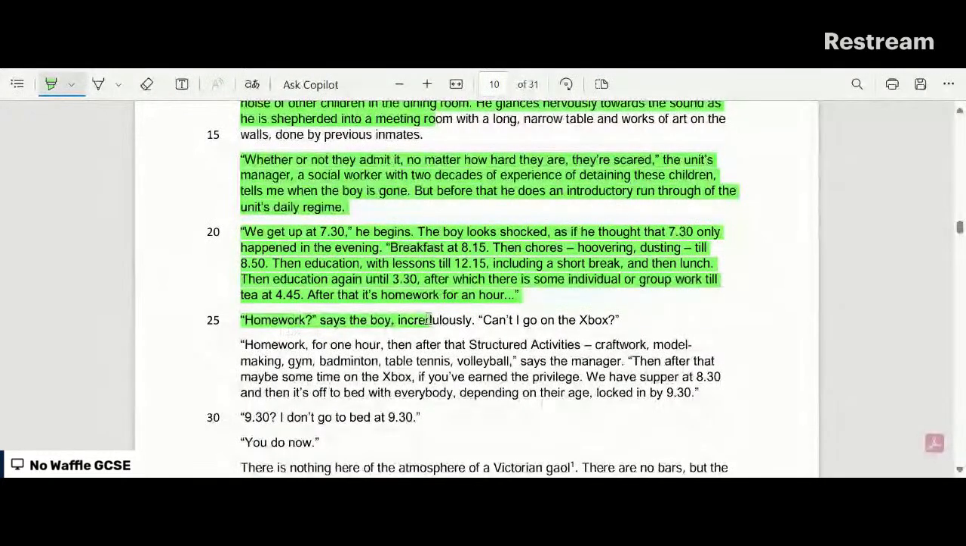After that, it's homework for an hour. Homework, said the boy incredulously. Can't I go on the Xbox? Homework for one hour, then after that, structured activities. Craft work, model making, gym, badminton, table tennis, volleyball, said the manager. Then, after that, maybe some time on the Xbox, if you've earned the privilege. We have supper at 8:30, and then it's off to bed with everybody, depending on their age, locked in by 9:30.